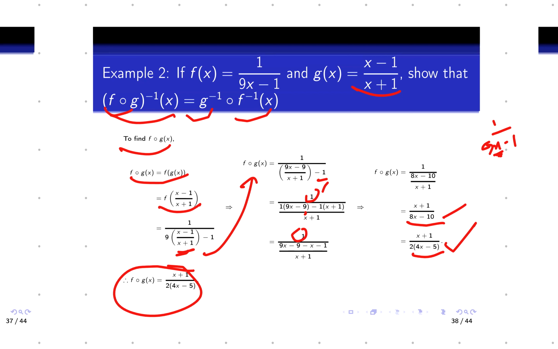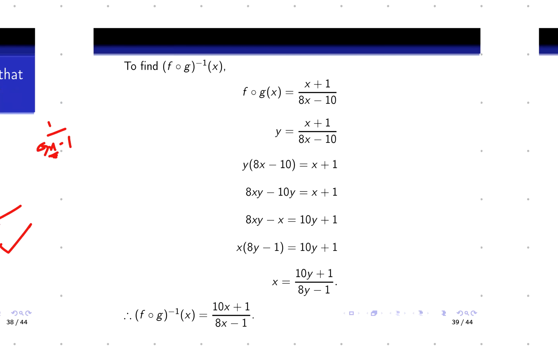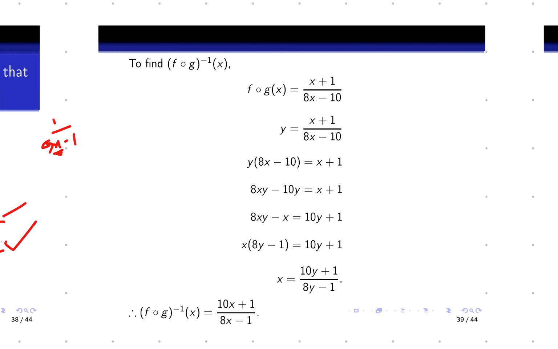So this is just the first step of this, right? The next thing is to find the inverse of this, because we need f of g inverse of x. So the next slide shows us how to find that inverse. You already know how to find inverse. To find f composed with g inverse of x, this is what f of g of x is. So make this y for easy handling. So you have y equals x plus 1 over 8x minus 10. So cross multiply, this over 1, this.